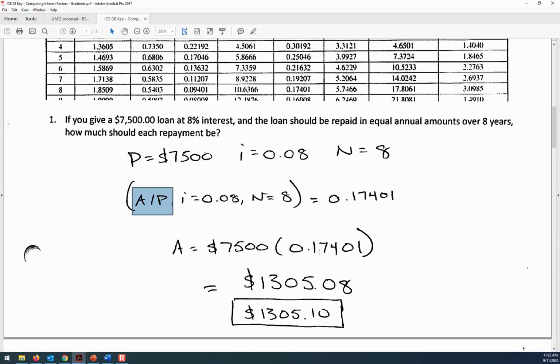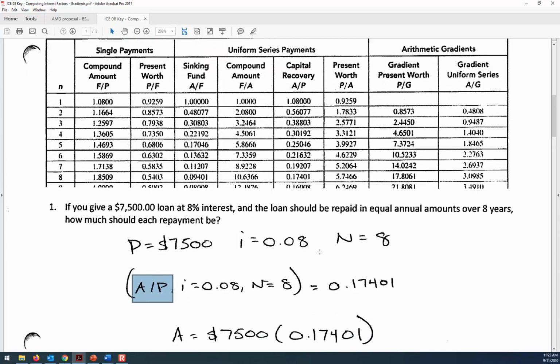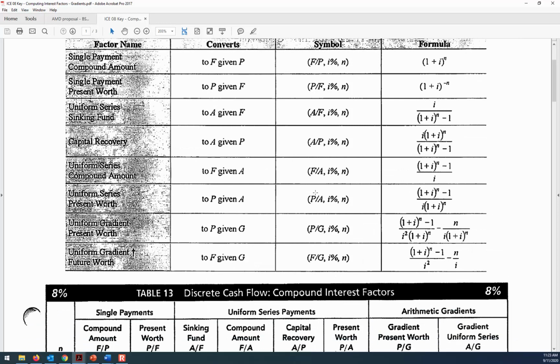So I did this one by the table lookup method, and so let's find, this is the 8% table, and N equals 8 means it's going to be this row, and we're looking for the A/P column. So here is the factor that you multiply 7,500 by. And if we had decided to use the equation method, so this is find A given P. Let's go find the equation for that. Find A given P. Here it is.